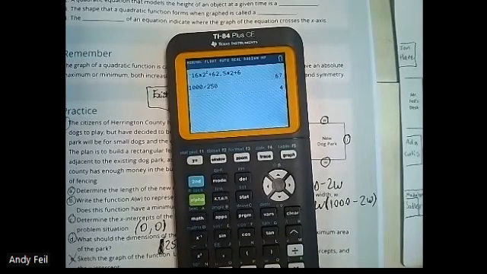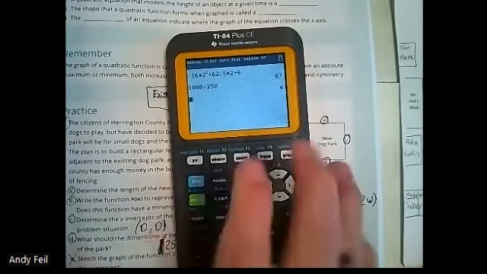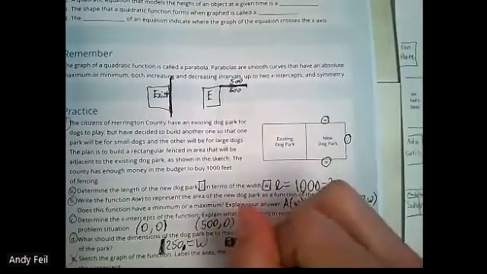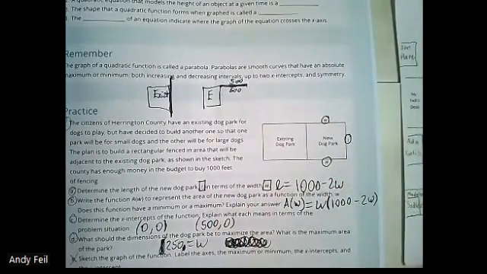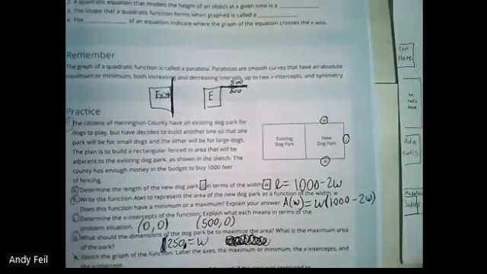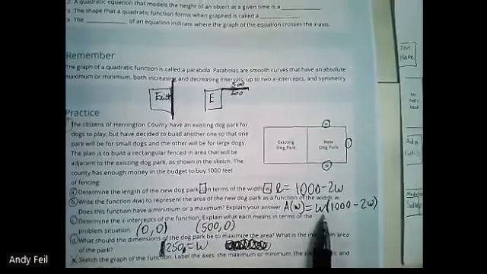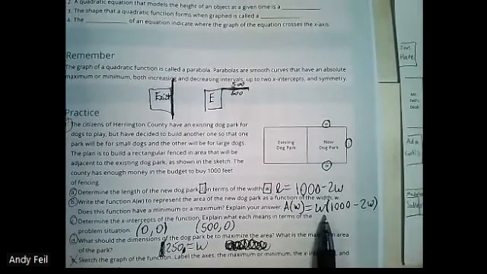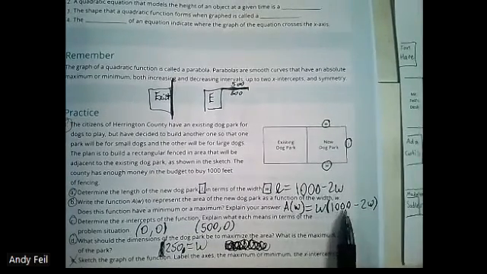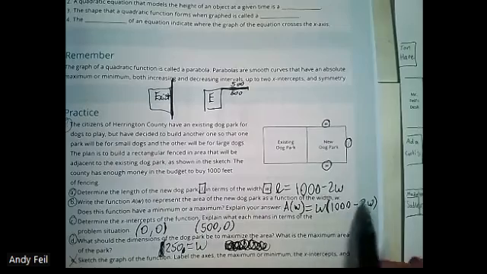Is that right? No. Why is that not right? You divided. What am I supposed to do? Subtract W and plug it back into my equation, because this is equal to 2L, right?